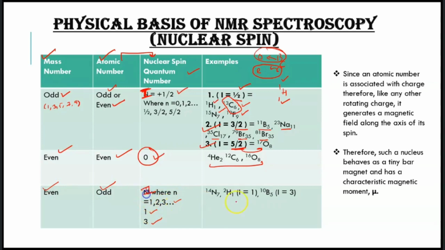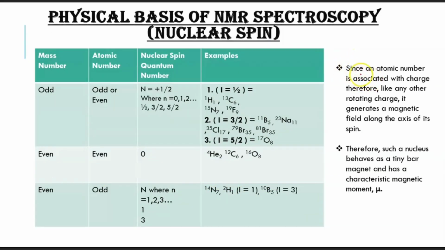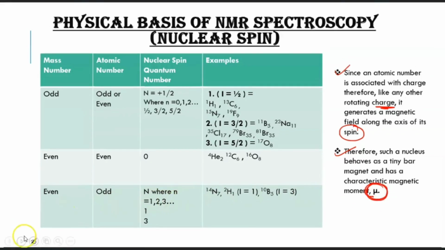where I is 1 and 3, and that is the case of this particular example. So the I value here is 1 for N14 and deuterium. So since an atomic number is associated with charge, therefore, like any other rotating charge, it generates its own magnetic field along the axis of the spin. This I have already explained, that the magnetic nuclei behave as a tiny bar magnet, right? So such a nucleus behaves as a bar magnet and has a characteristic magnetic moment represented by mu, correct?